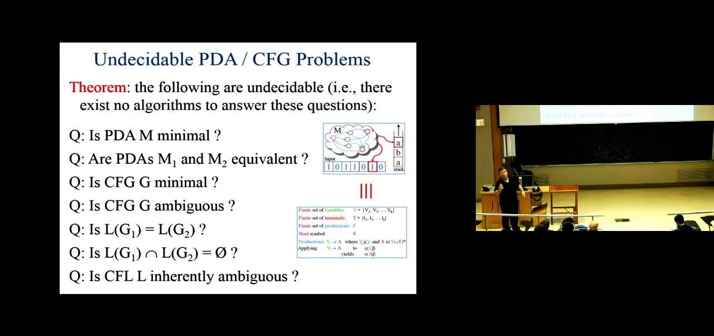Whether I give you 2 PDAs, 2 push-down automata, and I say, is this the same as that? In other words, do they accomplish the same thing? Do they accept the same language? Undecidable. There's no general algorithm to determine that, and we can prove it. Is the context-free grammar minimal? Is it ambiguous? Is the language of the 2 grammars the same language? Is the intersection of the languages of 2 grammars empty or not? Is the language ambiguous or inherently ambiguous? Undecidable. So many things lose algorithmic decidability at this level of the Chomsky hierarchy.